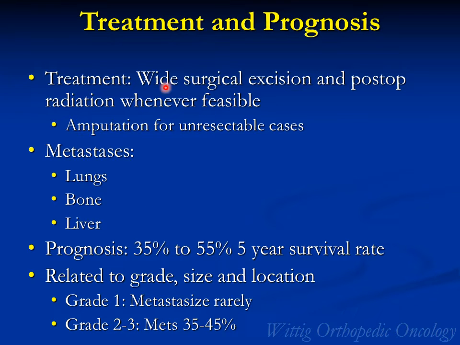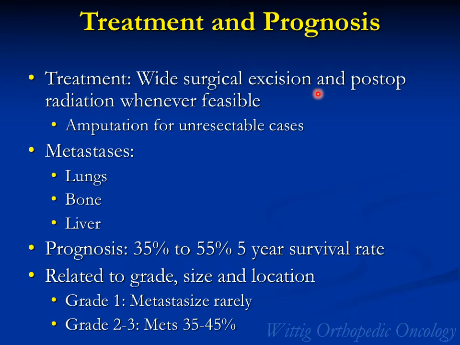Treatment for fibrosarcoma is wide surgical excision and radiation whenever feasible. With treatment of any sarcoma, there's always a controversy as to whether or not to give preoperative or postoperative radiation. For the purposes of the boards or the OITE, they probably will not ask you about pre versus postoperative radiation. But the board answer is wide surgical excision and radiation, amputation for unresectable tumors.